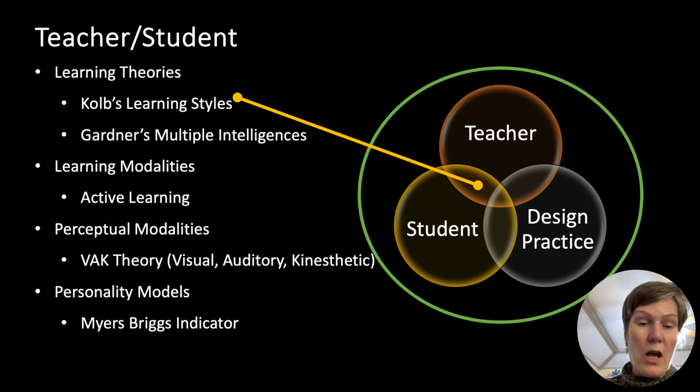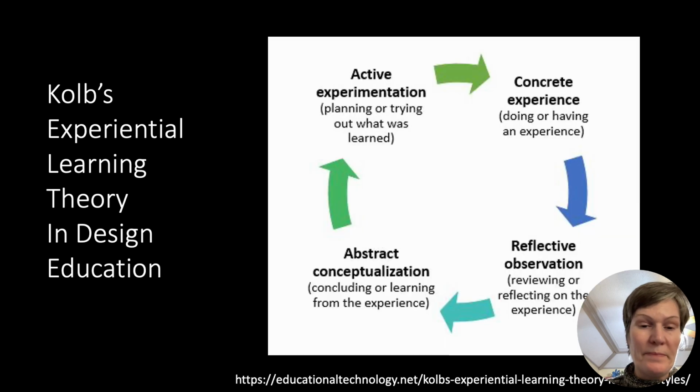learning styles, Gardner's theory of multiple intelligences, and different kinds of active learning modalities, activating their different kinds of perceptual modalities such as visual, auditory, and kinesthetic learning styles, which oftentimes show up in various forms of information such as the Myers-Briggs indicator, where it's talking about different personality styles.